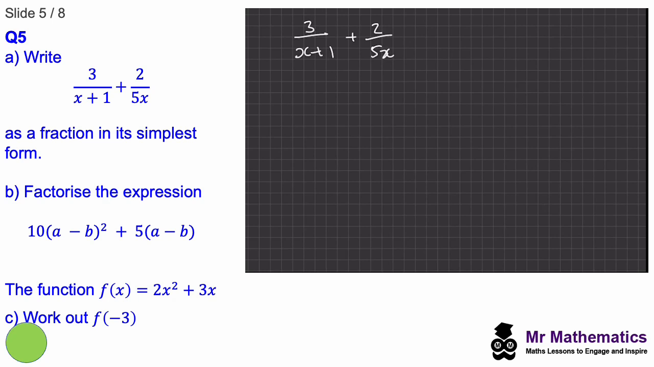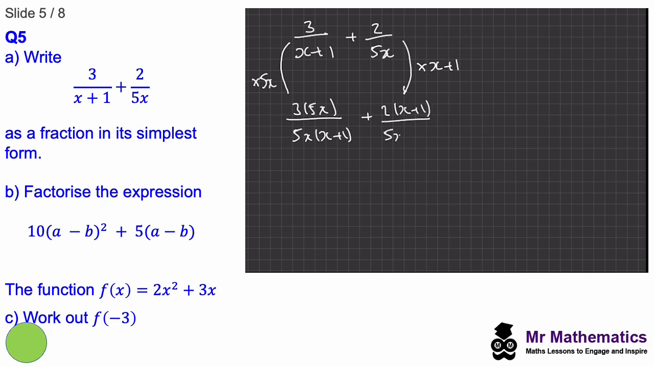We're going to simplify this addition. So to begin with, we need a common denominator. So we'll multiply this fraction by 5x and this fraction by x plus 1. So we have 3 lots of 5x over 5x lots of x plus 1 plus 2 lots of x plus 1 over 5x lots of x plus 1.